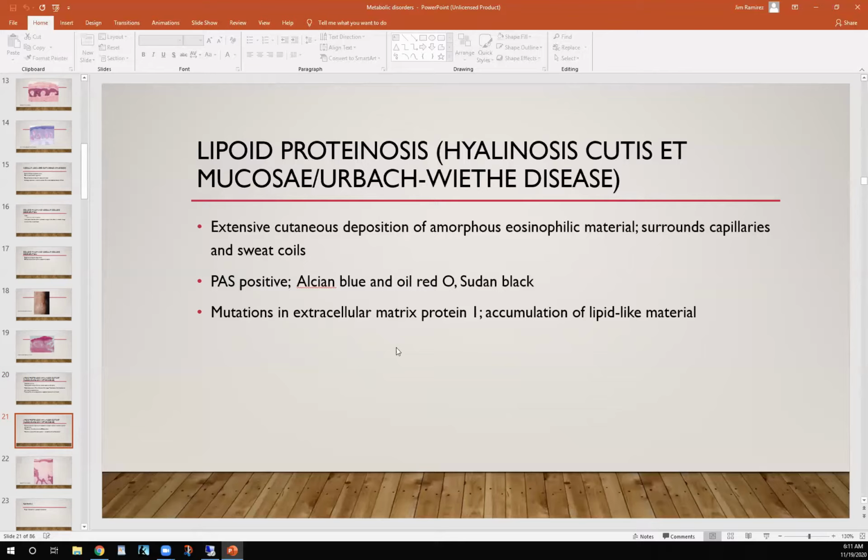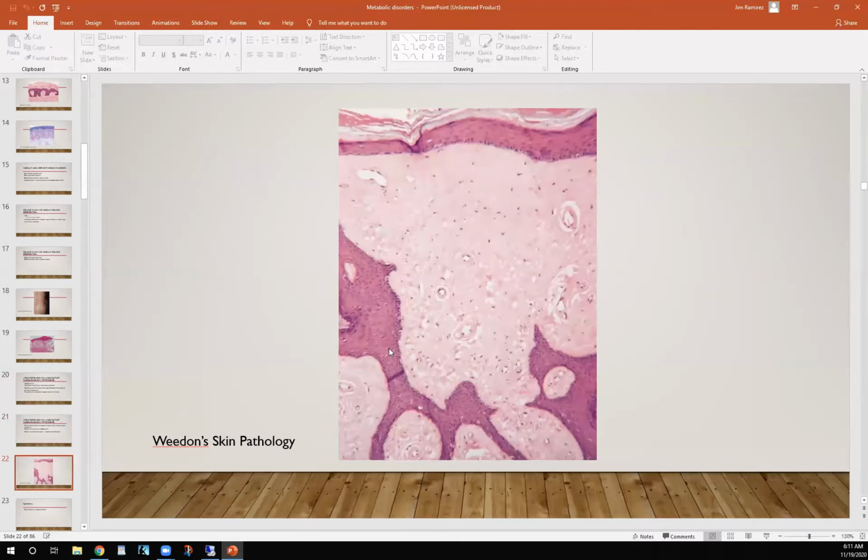For boards fodder, they like to talk about extracellular matrix protein 1, which is mutated in this condition. And here we see again involvement. This is a picture from Weedon, and again you have this amorphous eosinophilic material. It'd be very difficult for me to tell this from the other deposition processes we were just talking about, including amyloid.